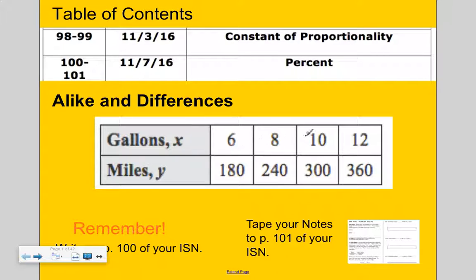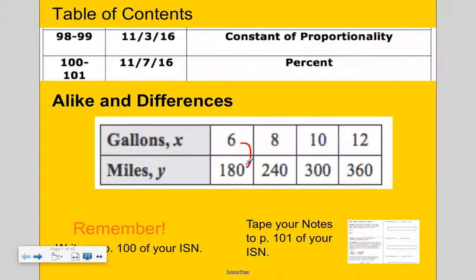Well, I see nothing but even numbers. This is counting by 2s. This is counting by 60, it looks like. So it's gallons and miles. This is driving a car. So they're alike, they're using a car.